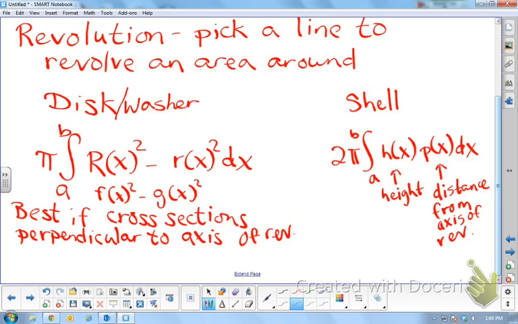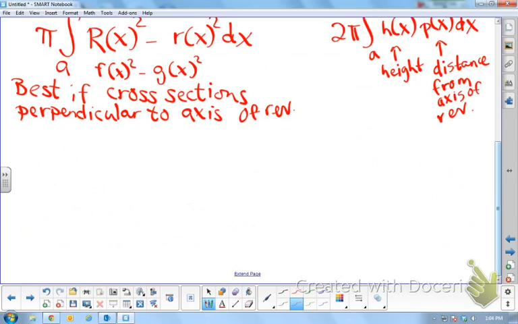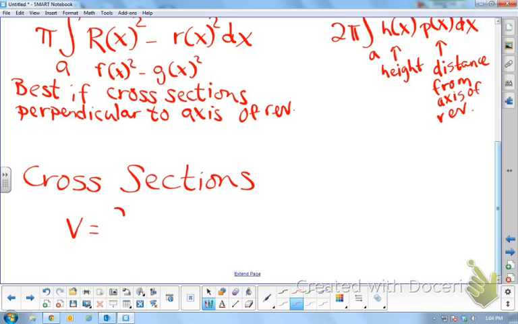We had one last formula for volumes, but it wasn't a volume of revolution. What other type of volumes did we have? The ones that just kind of pop out of the page, the cross sections. These ones are super hard and they're not super hard at the same time. So if it's just cross sections, the volume is just the integral of the area.